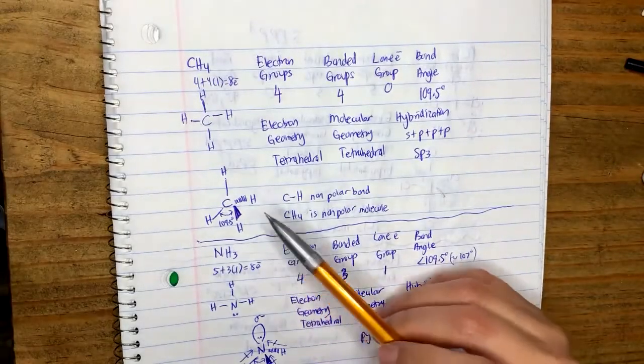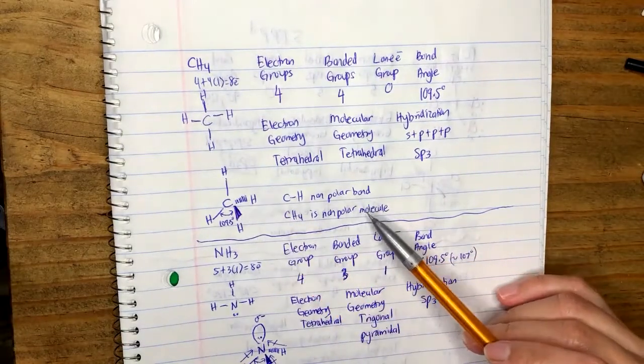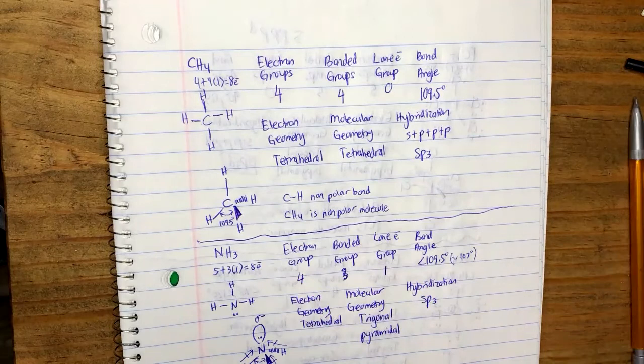So in this case here, I told you to memorize CH bonds are nonpolar. Because it's a nonpolar bond, the molecule is also nonpolar. Okay, so we got that one.